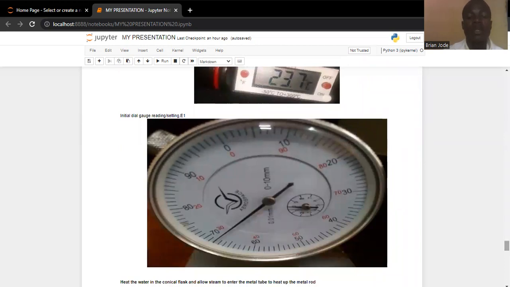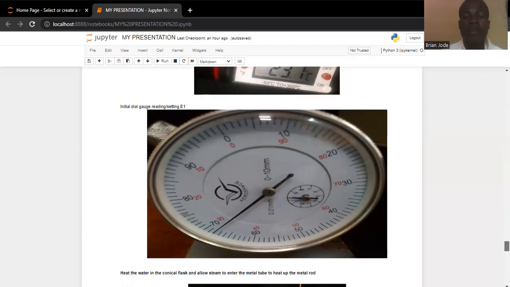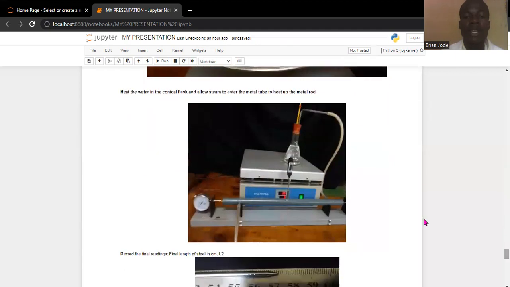Then we are going to heat water again and allow steam to enter the metal tube to heat up the metal rod, and we'll also see the expansion in the dial gauge. Then we'll also be required to take the final readings. This is the set up, still using the heating process.